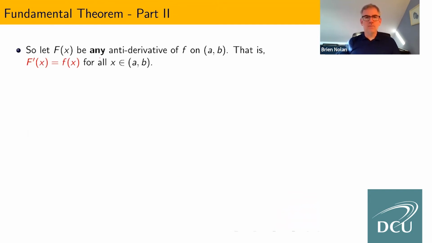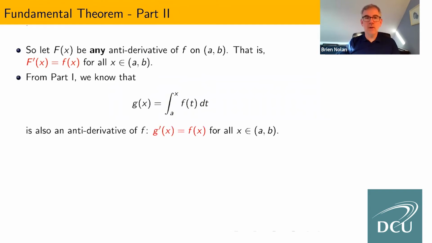To understand how the second part of the fundamental theorem works, or rather, why is it true, let's take capital F to be any antiderivative of little f on the interval [a, b]. So capital F is going to be any function whose derivative is equal to little f for all x in the interval between a and b. Now, from part 1 of the fundamental theorem of calculus, we know that the area function also has the property that its derivative is equal to little f for all x between a and b.